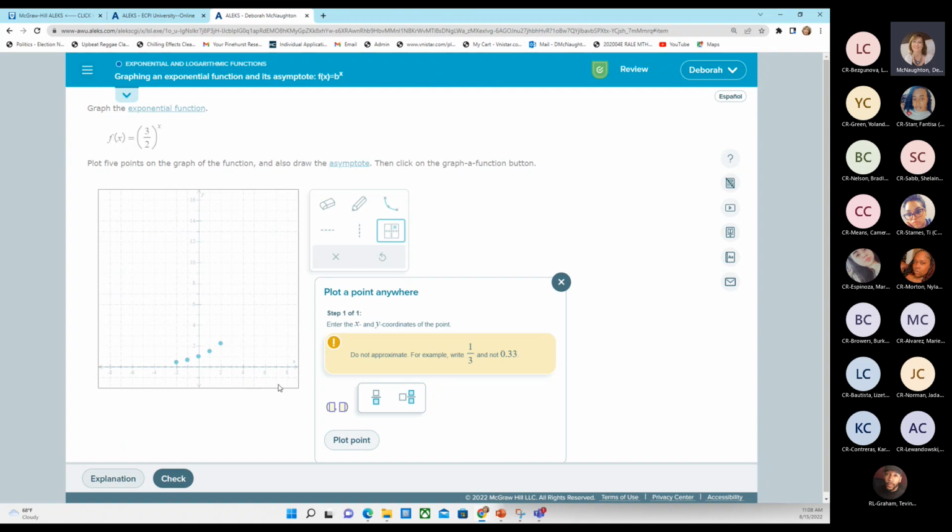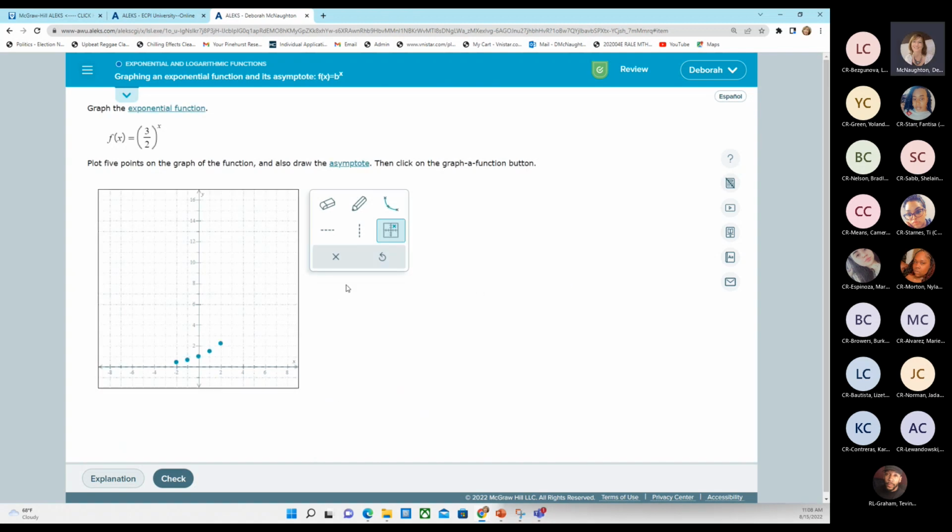If you don't click plot point and it's just sitting there, when you close it, then it'll only have 4 points. So make sure that you're clicking plot point each time and that all 5 points are on your graph and your asymptote. You can see the dotted line. So once I have all 5 points and my asymptote, then I can click this graph a function and it'll put it on there. But if you're missing a point or you're missing the asymptote, it will not graph it until you're done.